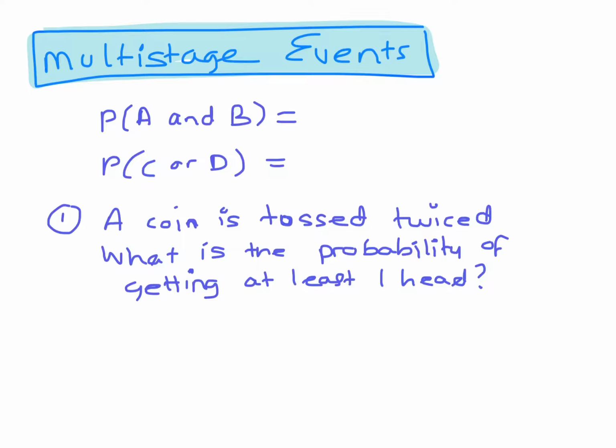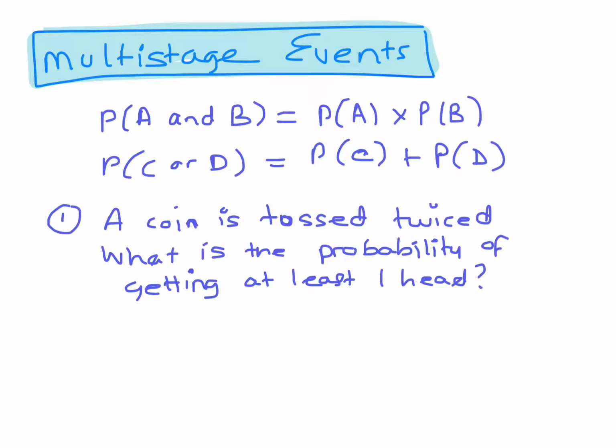Okay, so let's look at some probability questions where we have multi-stage events. The probability of A and B happening is the probability of A times the probability of B. And C or D, if they're two separate events and there's nothing that overlaps between them, it's the probability of C plus the probability of D.